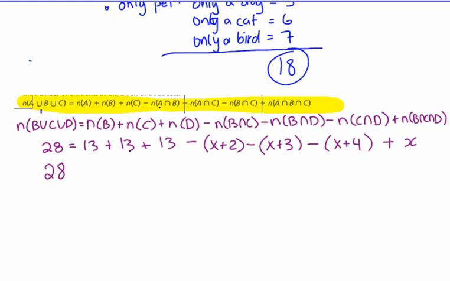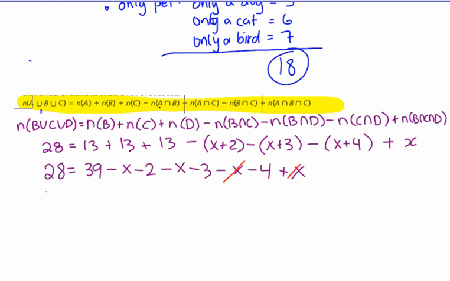28 equals, this would be 39. When you have a negative in front of the brackets, what do you have to do? Distribute. So it becomes minus x minus 2. Take away x minus 3. Distribute that negative and distribute this negative. Negative x minus 4 plus x. One of the x's cancel out. I'm just going through this quickly. It's algebra at this point.